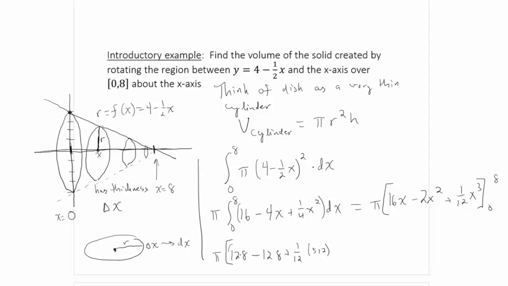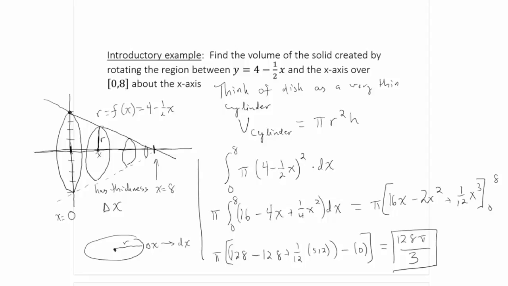Okay, so I'd have all of that, and then substituting the zeros, that's all minus a bunch of zeros. So 1/12 of 512, if we do some reducing here, we get 128 pi over 3. So that's the volume of the solid created by that rotation. And all I did again is I added up a bunch of little disks.